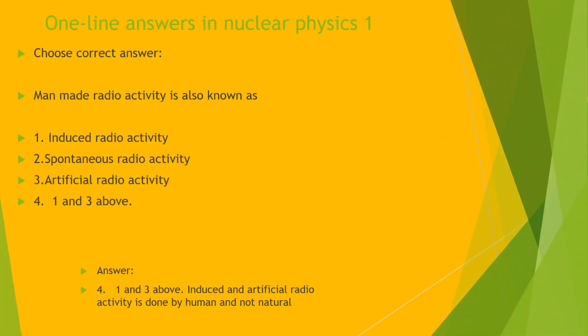Now we can see one-line answers in nuclear physics. 1. Choose the correct answer. Man-made radioactivity is also known as: induced radioactivity, spontaneous radioactivity, artificial radioactivity, or 1 and 3 above. Man-made radioactivity is only induced and artificial. Spontaneous means it comes out automatically from any substance, so that is not included. So induced and artificial radioactivity are the correct answer. 1 and 3 are the correct answer. Here, the fourth option is the correct answer.